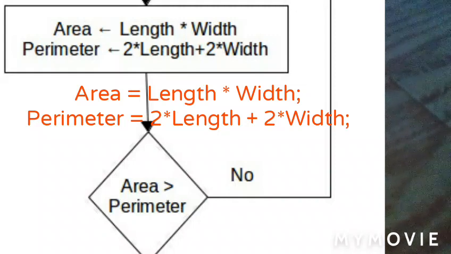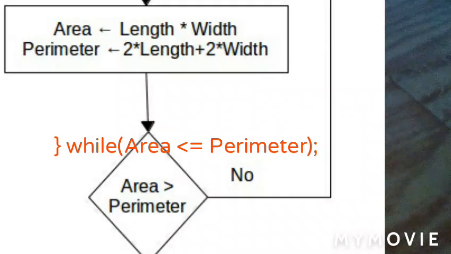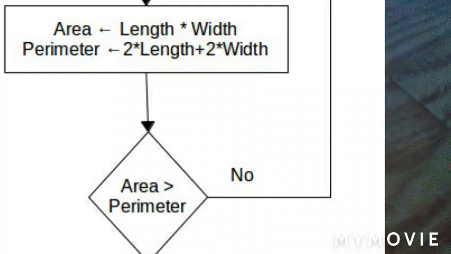the decision making whether the area is greater than the perimeter corresponds to the while statement, area less than or equal the perimeter. As you notice, the condition between the diamond and the while statement are opposite, because if the condition in the diamond is false, then it will go back to where the arrow points. That's the reason why it is opposite with the while.